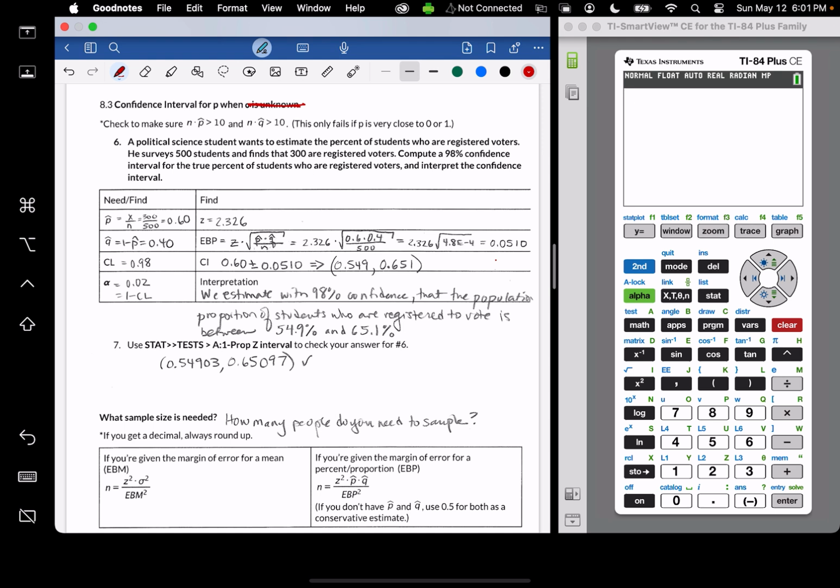I have a little note here. We need to check and make sure that n times the sample proportion is bigger than 10, and n times q hat, which q hat is just 1 minus p hat, n times q hat needs to be bigger than 10. So this is just making sure that the sample size is adequate.